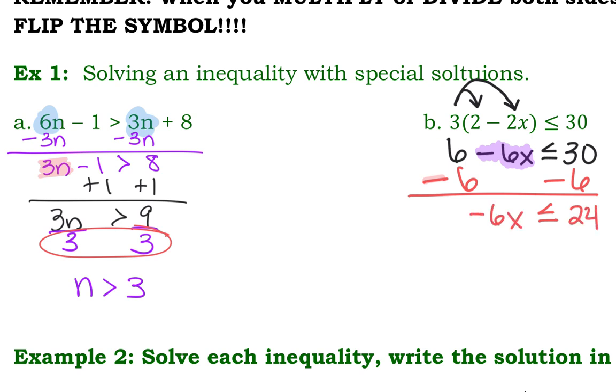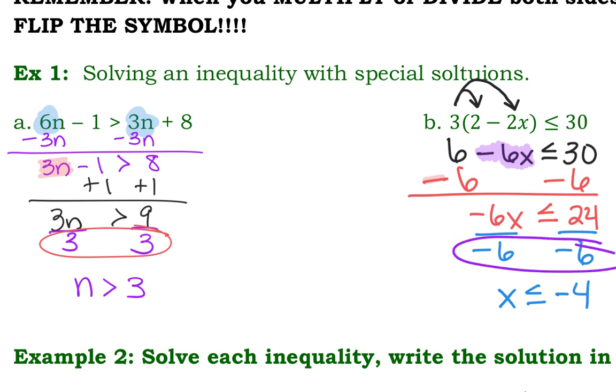All right. So then what we're going to do is go ahead and get rid of that 6, right? And what do I want to do with that -6? Do I want to add it? Divide it. So we're going to divide both sides by -6. And here I get that x is less than or equal to what? -4. And before you decide you're done, you're going to check the last step. Did we divide by a negative?